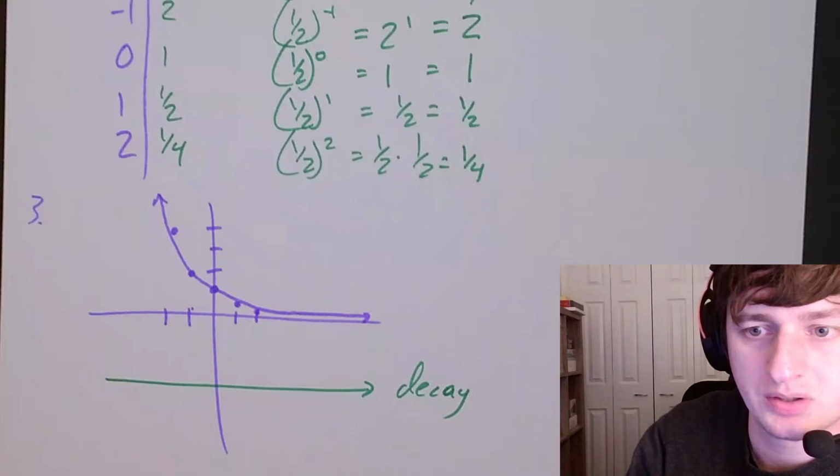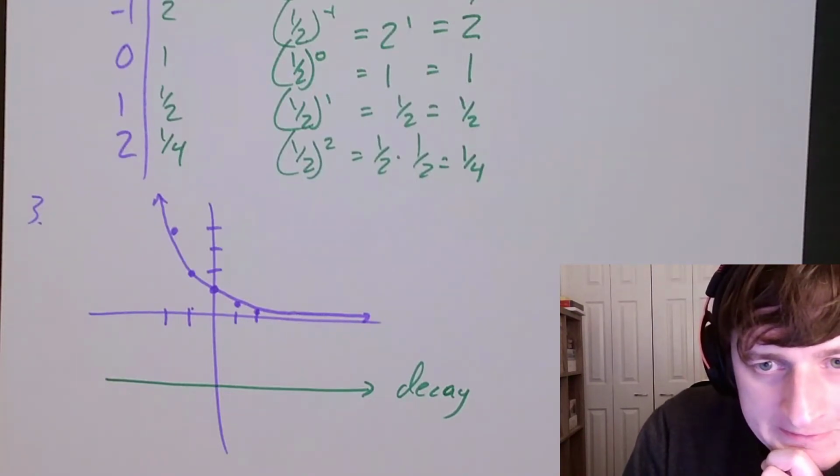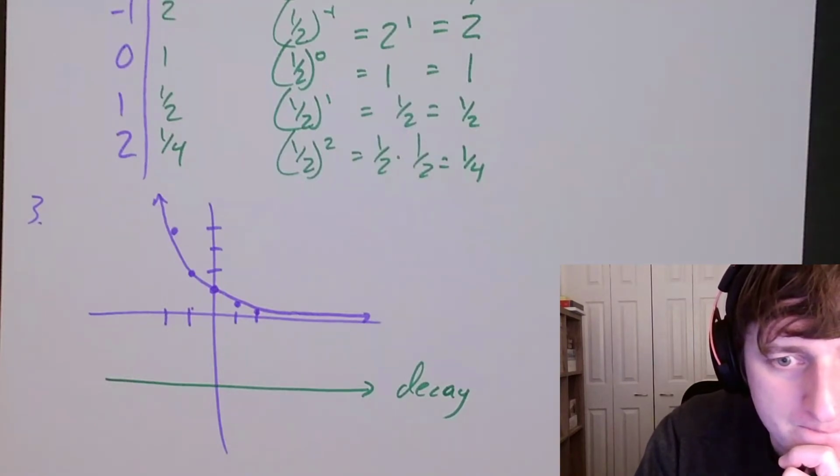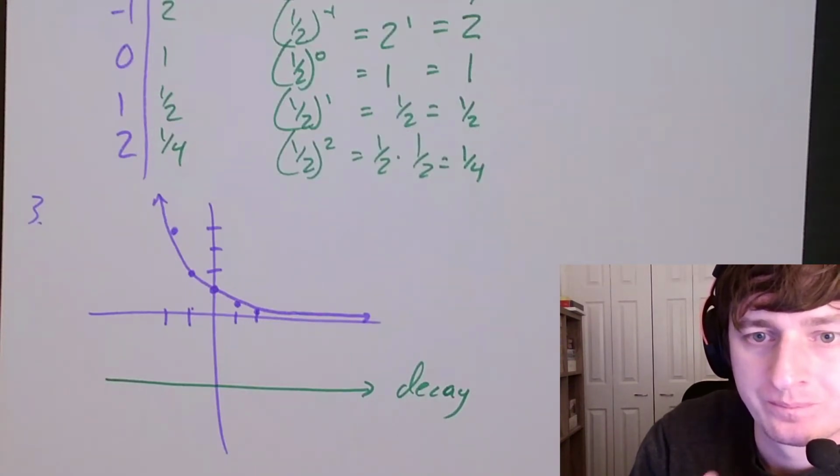Okay, am I missing anything? Yes, we like to write b in terms of a rate.